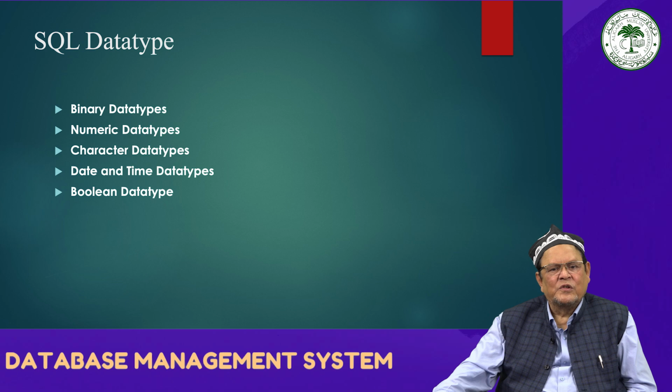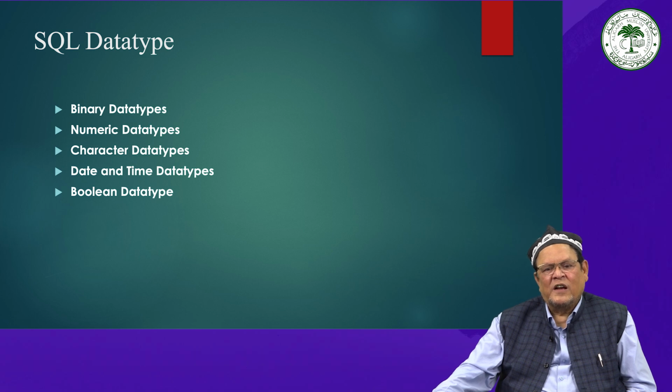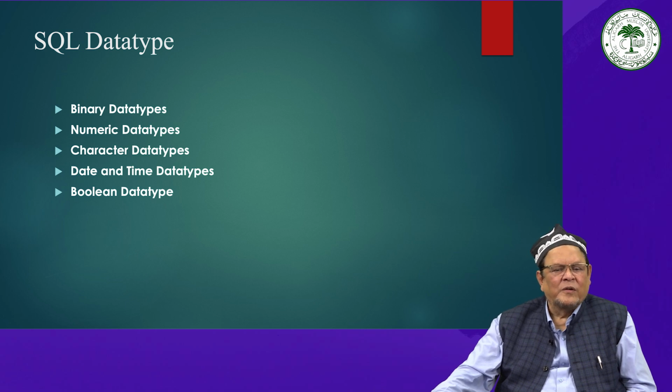Binary data types are used for storing binary data such as images, documents, or multimedia files. Examples include BLOB, binary large object, and BINARY. Numeric data types are used for storing numeric data such as integers, decimals, and floating point numbers. Examples include INTEGER, BIGINT, SMALLINT, DECIMAL, and NUMERIC.